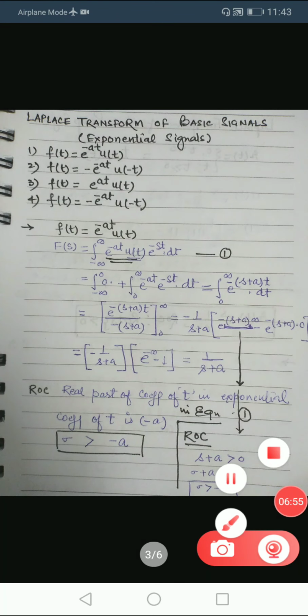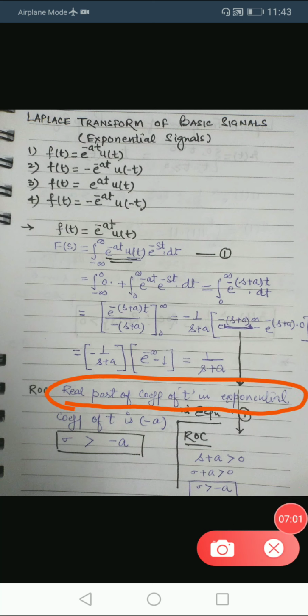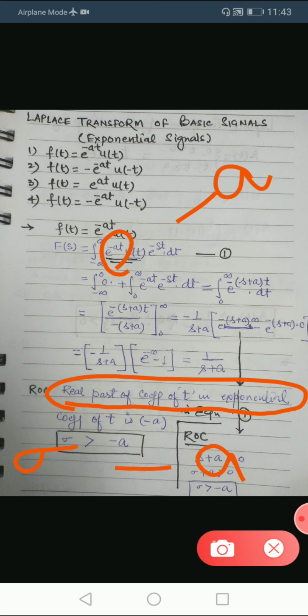ROC: here is the shortcut method of finding the ROC. Take the real part of the coefficient of t in the exponential. Here the exponential is e to the power minus at, and the coefficient of t is minus a, so sigma and minus a. And whether we take the inequality greater than or smaller than depends upon the right sided signal or left sided signal. Here this signal is u(t), a right sided signal. Right sided signal always becomes greater than, so sigma is greater than minus a.